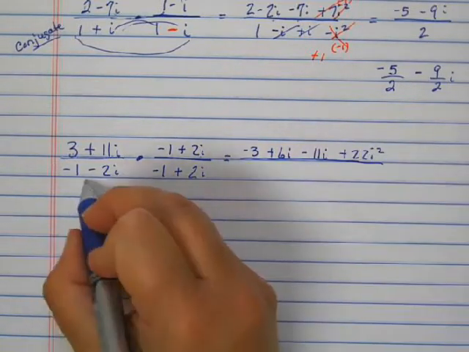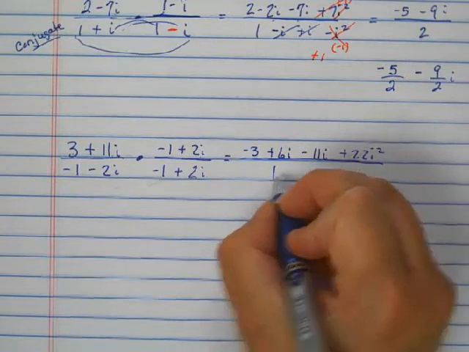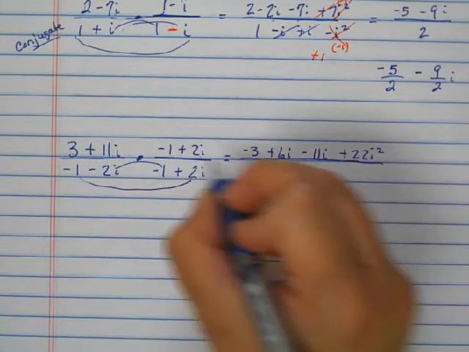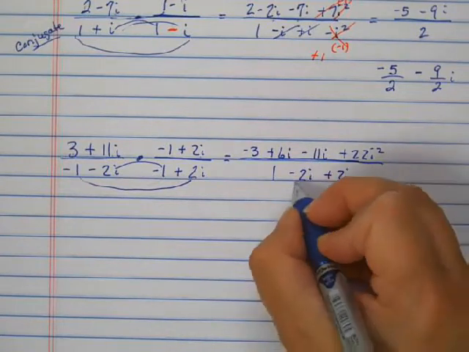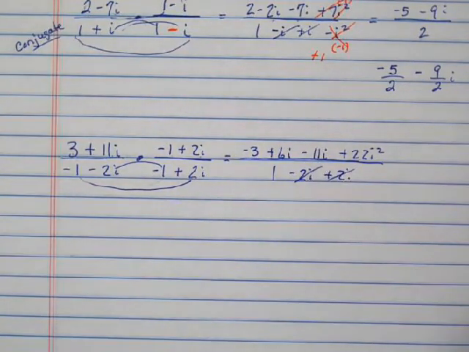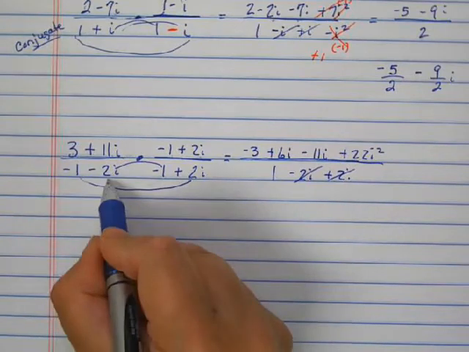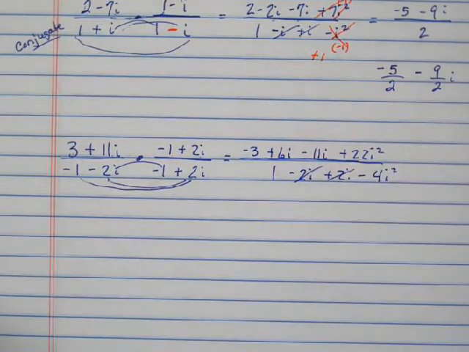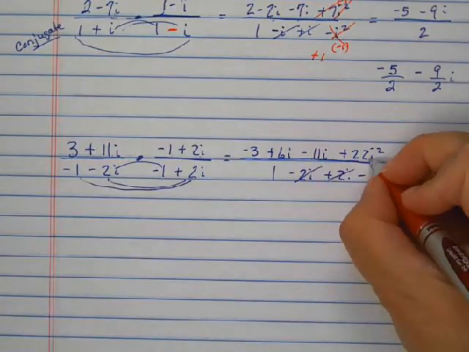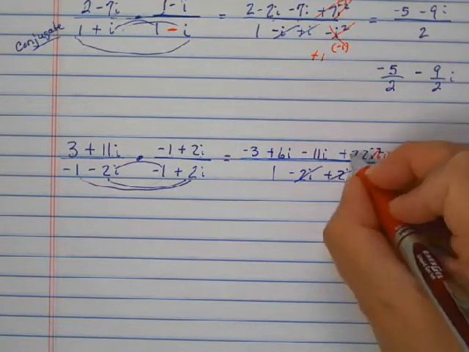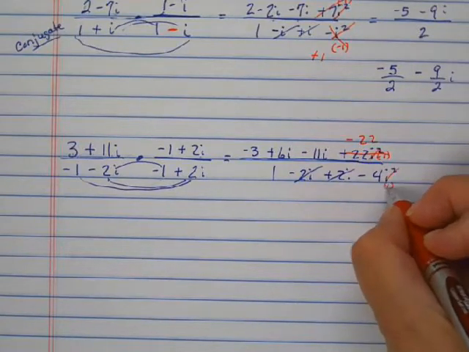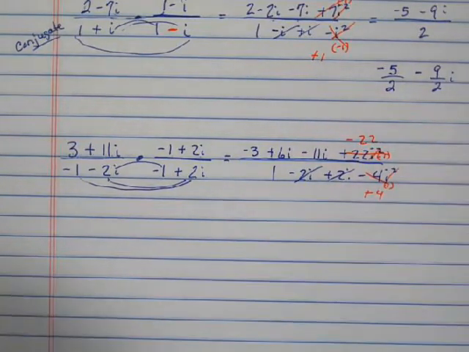In the denominator, negative 1 times negative 1 is 1, minus 2i, plus 2i. Good, these are just opposites. They're going to cancel. That's what I wanted to happen. And then minus 4i squared. And i squared turns into negative 1. So this whole thing turns to minus 22. i squared is negative 1, so this turns to plus 4.